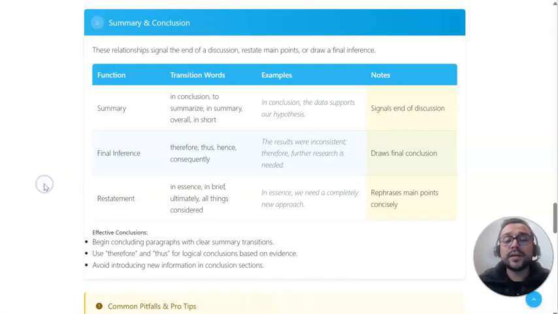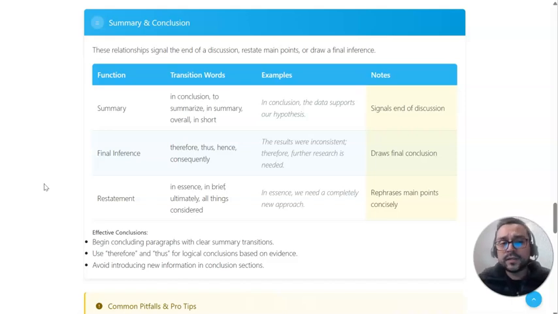And the last logical connection that we're going to review in this video is summary and conclusion. These relationships signal the end of a discussion, restate main points, or draw a final inference. We have three functions: summary, final inference, and restatement. We can achieve the function of summary with transition words like in conclusion, to summarize, in summary, overall, in short. For example, in conclusion, the data supports our hypothesis. This signals the end of a discussion.